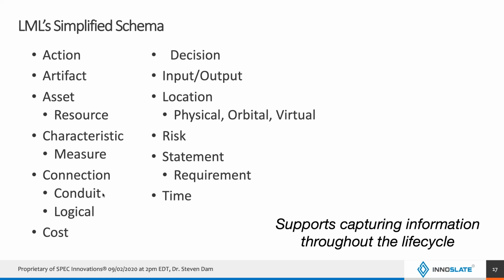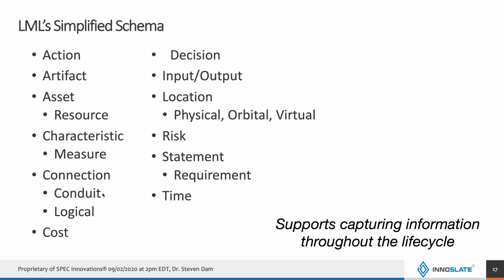And it has capacity and latency associated with it, and then the logical side of it. So logical would be a relational kind of thing. Cost is an independent variable and an important one in this ontology. And then of course we capture decisions, input outputs with the flow information, locations, risks, statements, and requirements. Of course, a requirement is a subclass of statement because it has quality parameters to it. And then time, so it can capture schedule. This is pretty good. This gets us most of what we need.